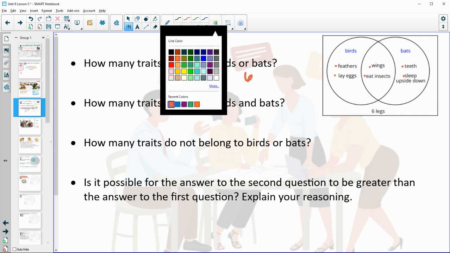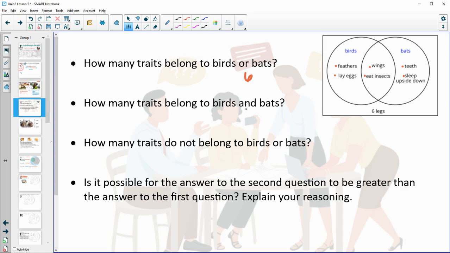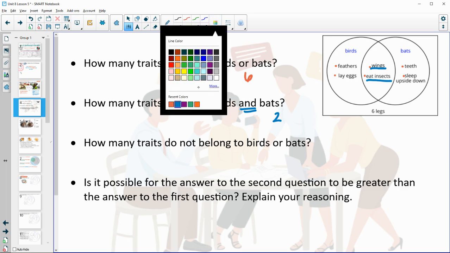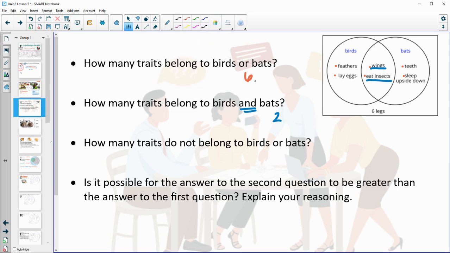How many of the traits belong to birds and bats? So are in both of these circles. So we see wings and eats insects, so 2. How many belong to neither bats or birds? So don't belong to them. And that's going to be this one trait out here, 6 legs.